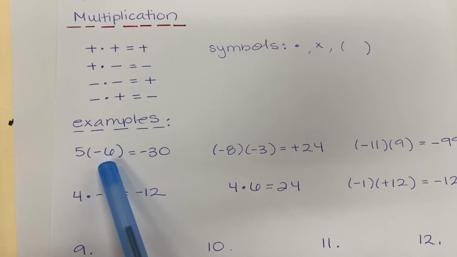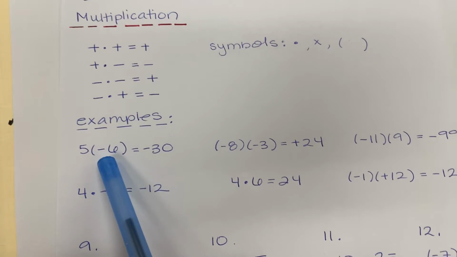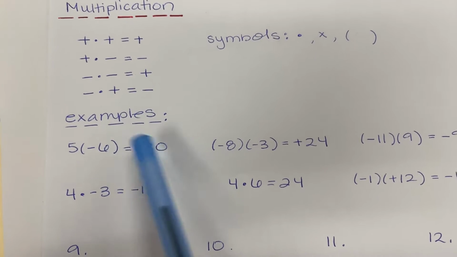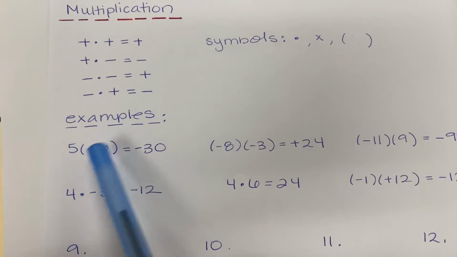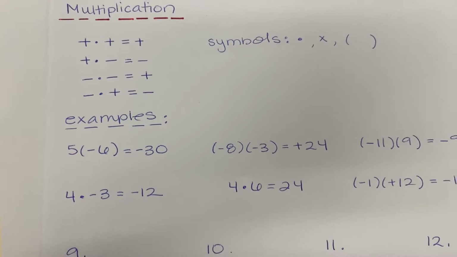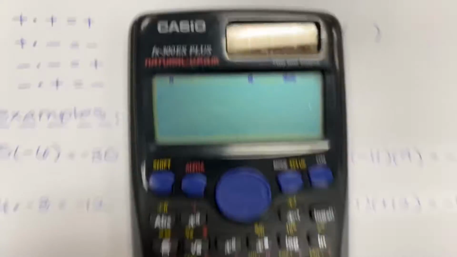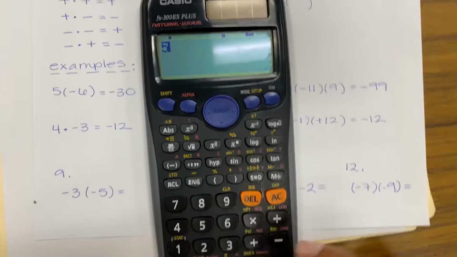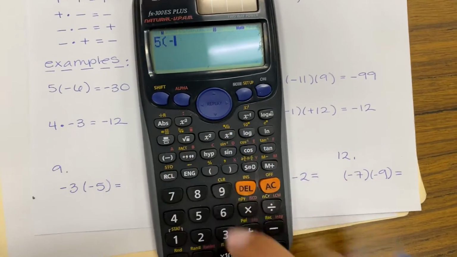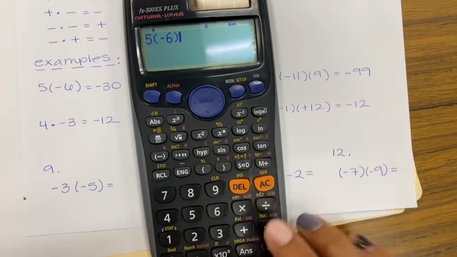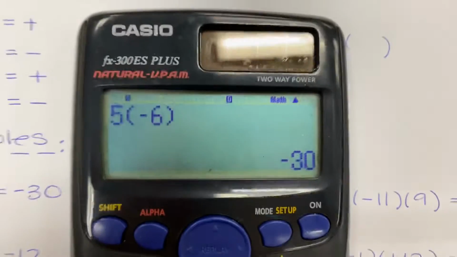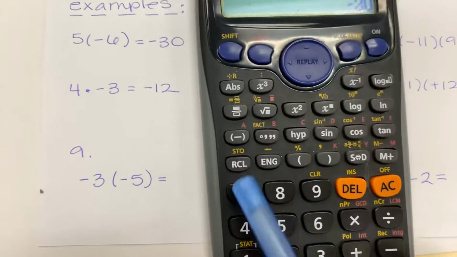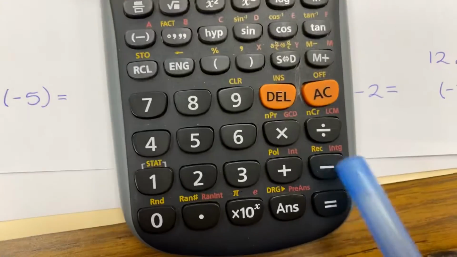5 times negative 6. So what is the product? Well, 5 times 6 is 30. I have a positive and a negative, so it's negative 30. And again, there's never any shame in using the calculator. 5, parenthesis, negative 6, parenthesis, equal, there's my negative 30. Remember, this is your negative symbol, this is your subtraction symbol.